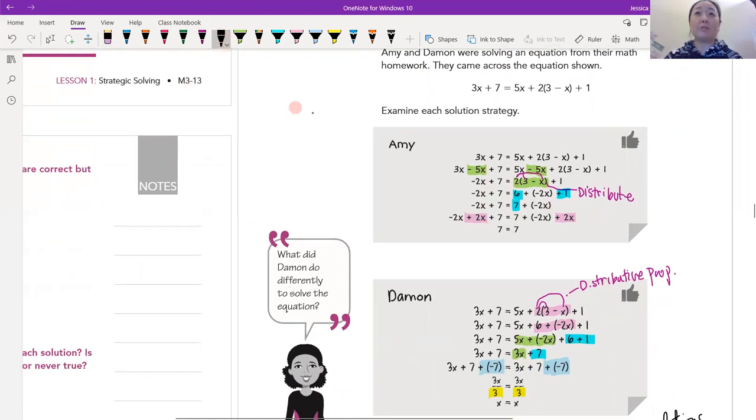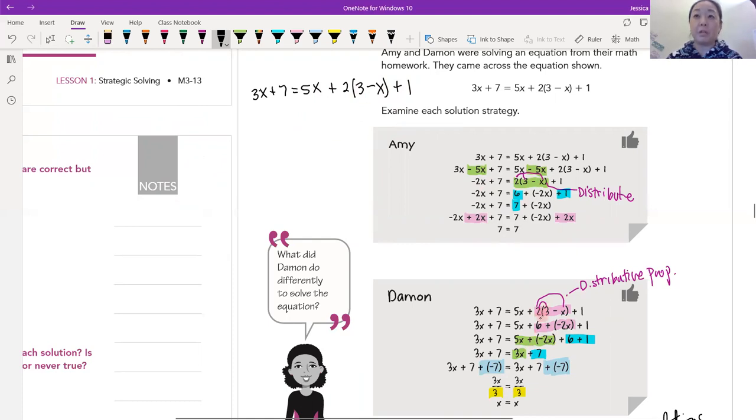And if you want to also participate in that, you can just do this over here on the left, right? I would just copy this down. 3x plus 7 is equal to 5x plus 2 times 3 minus x plus 1. And I would do that instead. You know, I think that sometimes is more helpful, right? But if you take a look, I like Damon's approach better just because it's a little more succinct. I'm trying to simplify things a little bit better.